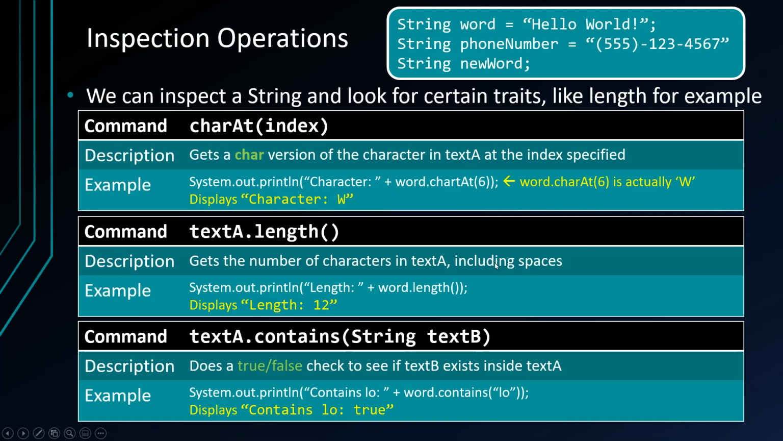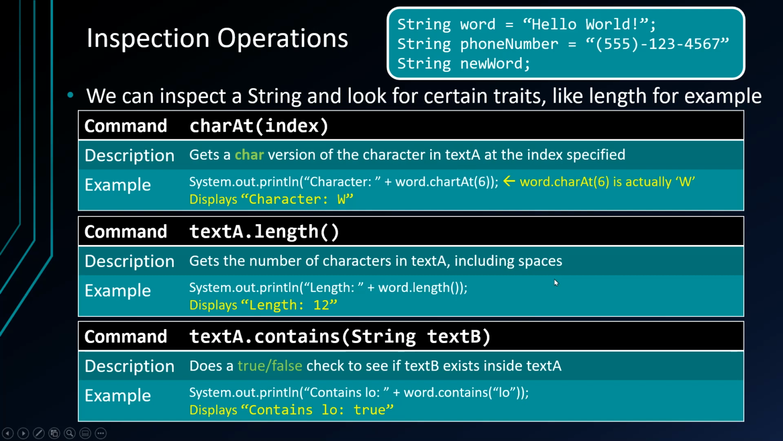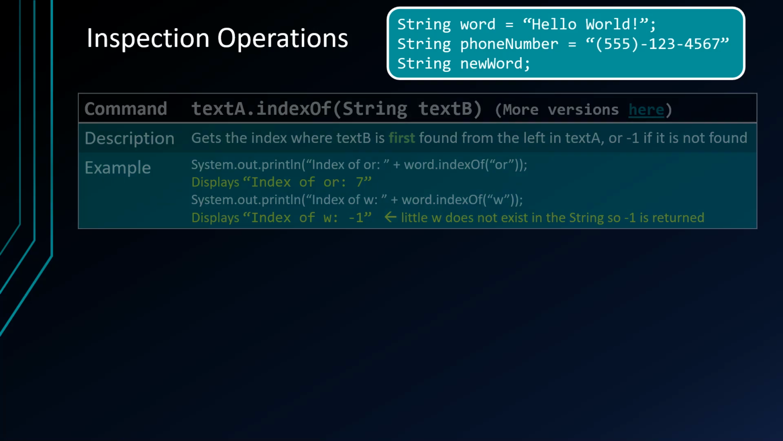That's it. So let's go take a look over here. We did this example down here. If we run it, we see we got our length 12 and contains LO. Yeah, it does contain LO. Of course it does, it's part of hello. So those are our three easiest commands. But of course, we got lots more.